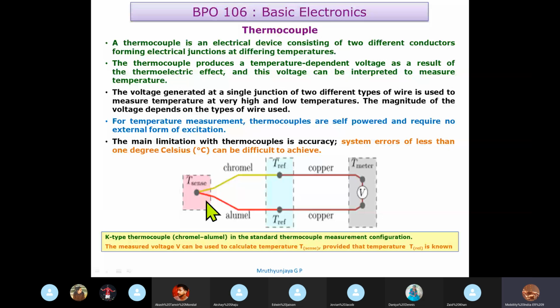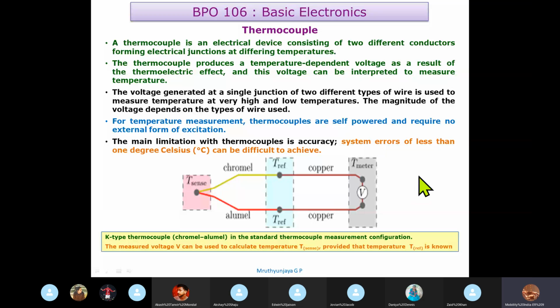That means to say, if the change in temperature between this end and this end is less than 1 degree, the voltage that is generated by this kind of a system is so low that it is very difficult to measure or differentiate. That is the main limitation of thermocouples.